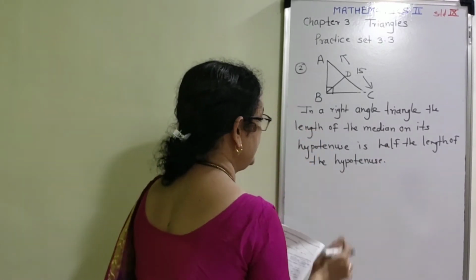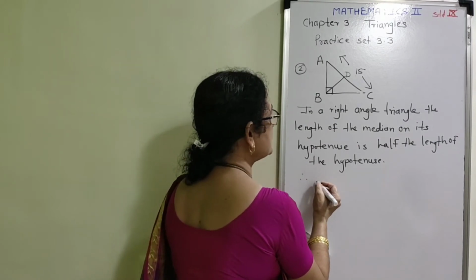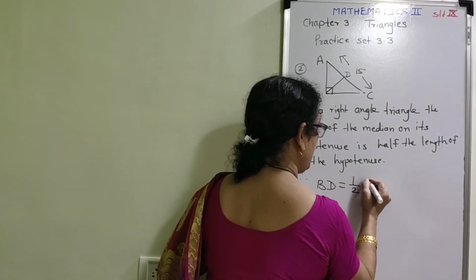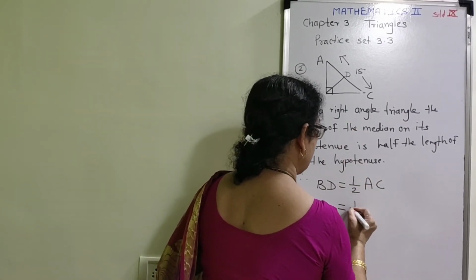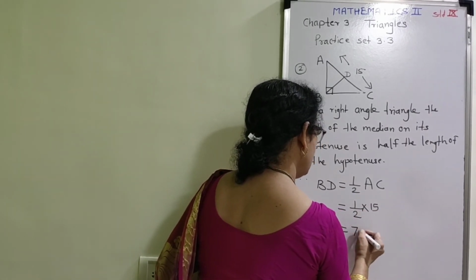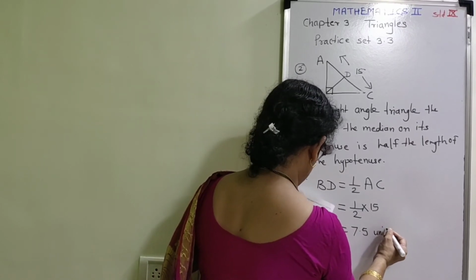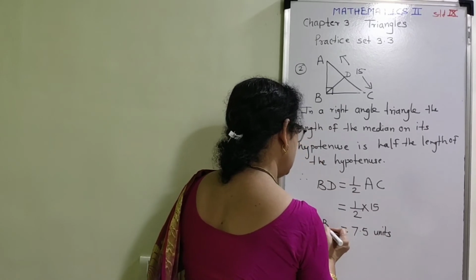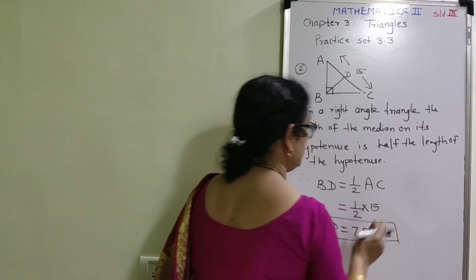Now, how to write it? If you don't write this property, it is also correct. BD is equal to half of AC with the help of the above theorem. Half of 15: when we divide 15 by 2, the answer is 7.5 units. Since units are not given, you are going to write the word units. Length of this median BD is 7.5 units.